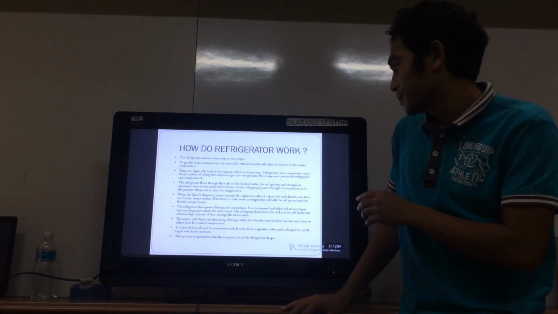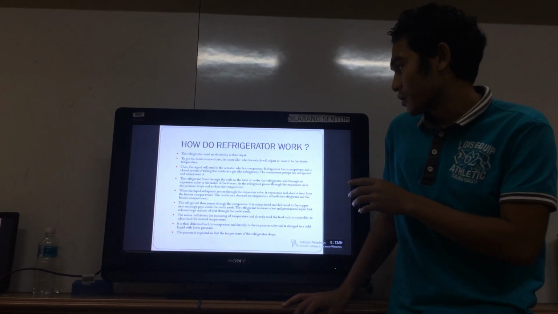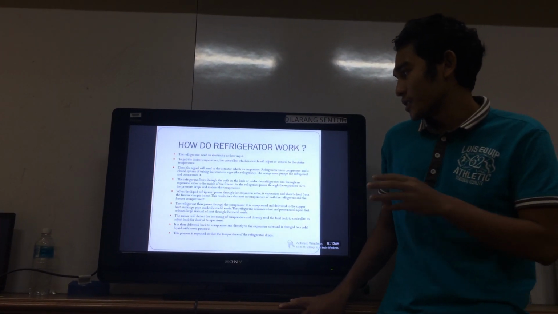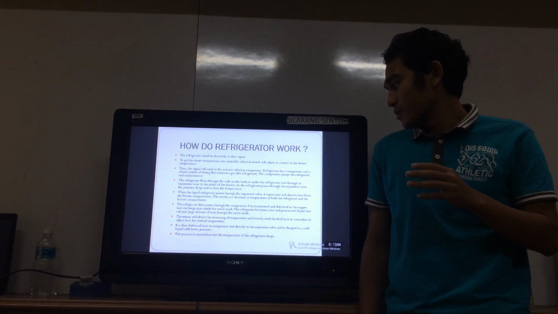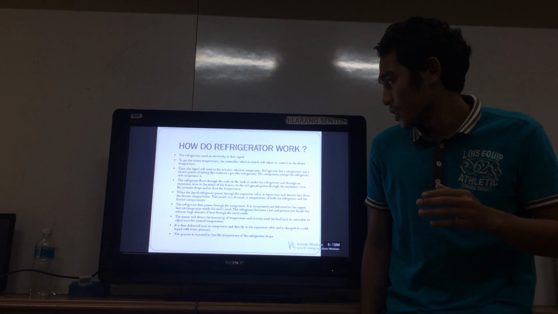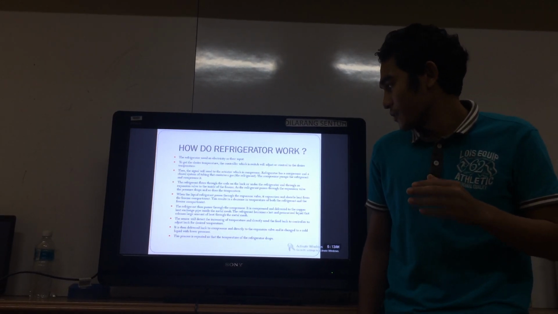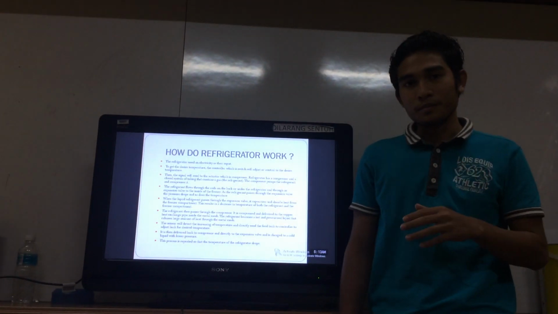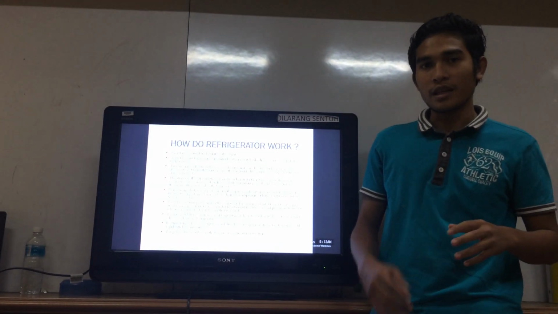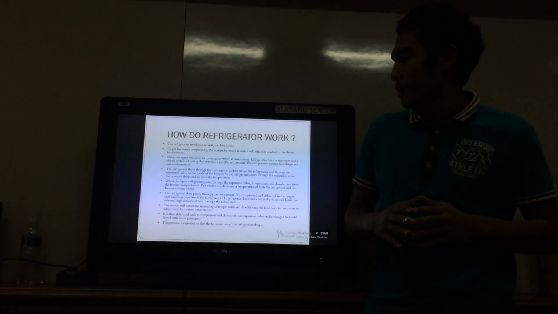From the compressor, we pump the refrigerant and compress it, and the refrigerant will flow through the coil on the back or under the refrigerator and through the expansion valve to the inside of the freezer. As the refrigerant passes through the expansion valve, the pressure will drop. Okay, this is the plant system of the refrigerator.